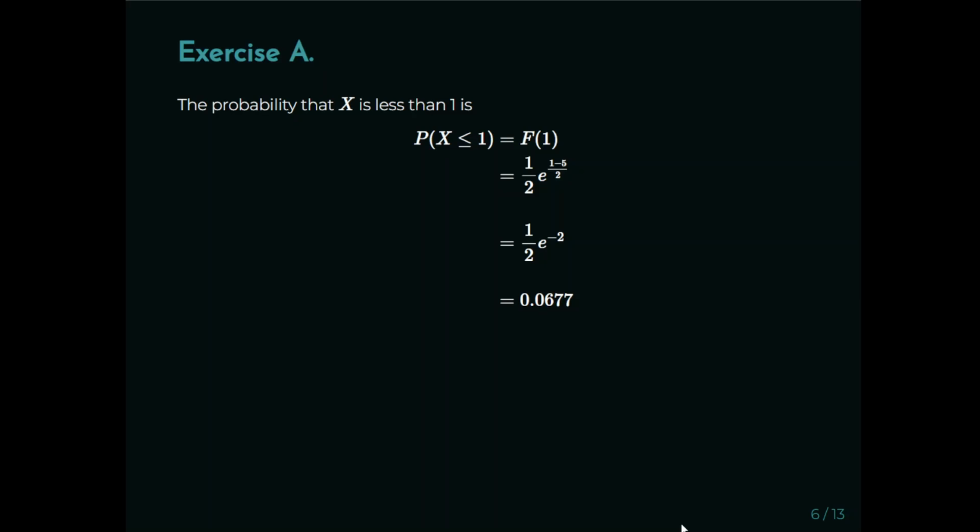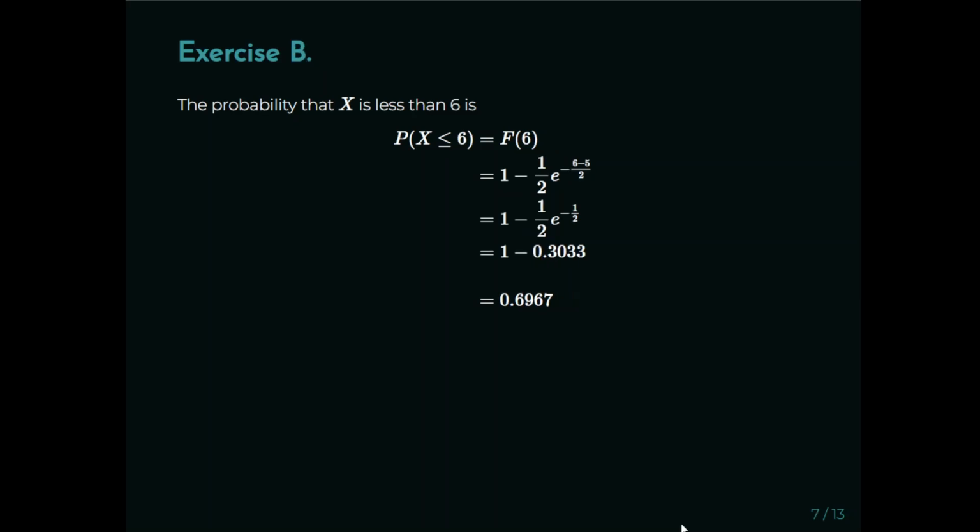So, exercise A, the probability of x less than or equal to 1. That is the cumulative distribution function of 1. Using our formula, we just have to calculate this expression: 1/2 of the exponential of x minus mu divided by b. That is 1 minus 5 divided by 2, that's minus 2. So 1/2 times the exponential of minus 2, that is 0.0677. Straightforward enough.